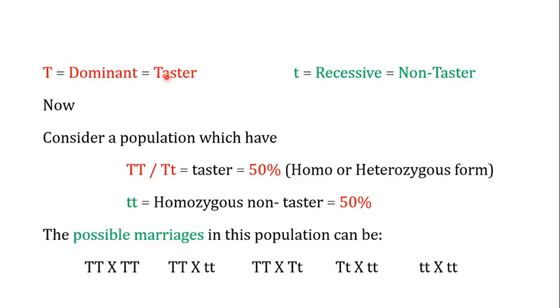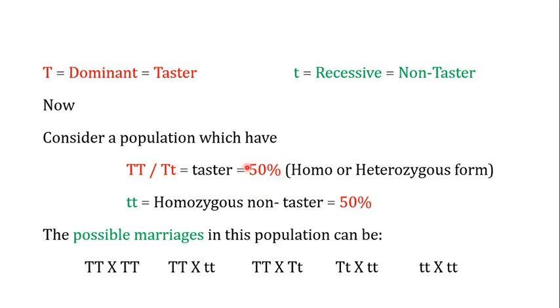Now, let us take a population. As I've told you, the taster phenomenon is a dominant one, and the non-taster phenomenon is a recessive one. We represent the taster allele by the capital T, and the recessive allele by the small t. If we have a population in which there are 50% tasters and 50% non-tasters, the taster phenomenon, being dominant, can represent itself in the homozygous condition, and it can also represent itself in the heterozygous condition.